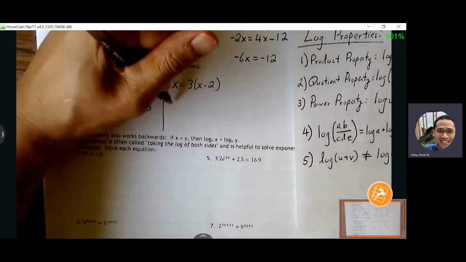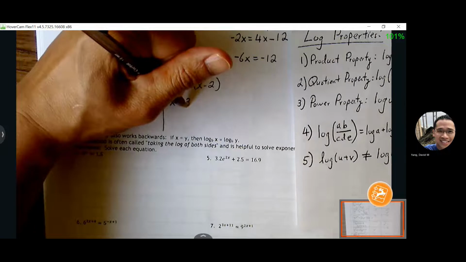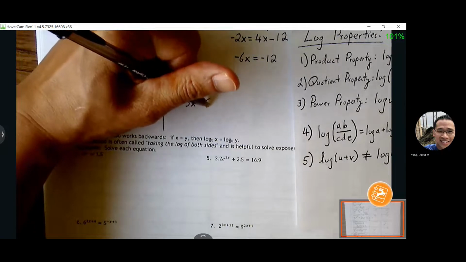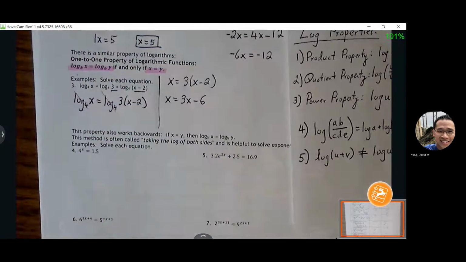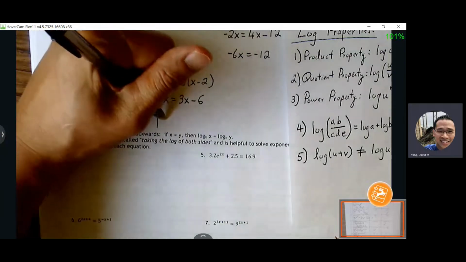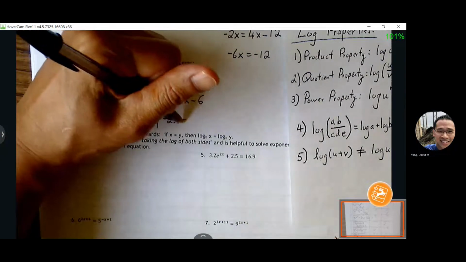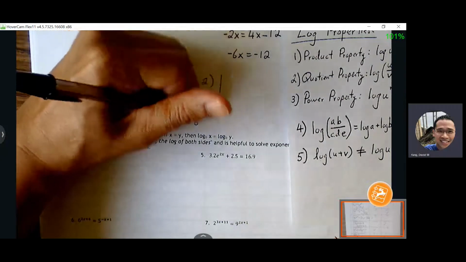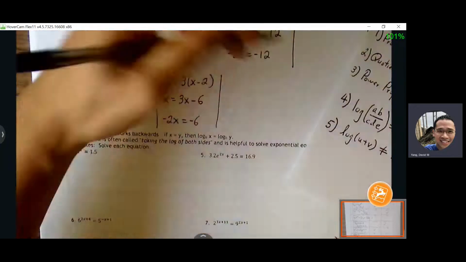Okay, distribute the 3 through. Subtract 3x from both sides. Divide both sides by negative 2.